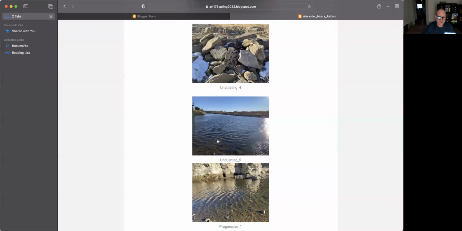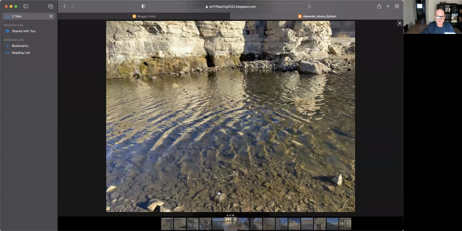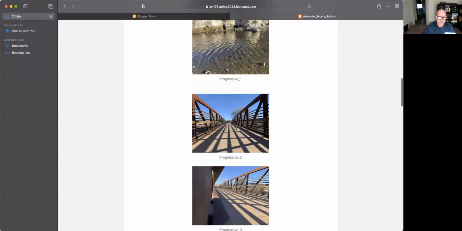Undulating, yeah, I see you're experimenting with the water. This is a good one. For progressive, this is almost getting toward more like undulating, because you're moving in this direction, and then you got the water moving the other direction. But I could see how you would identify this as progressive rhythm.